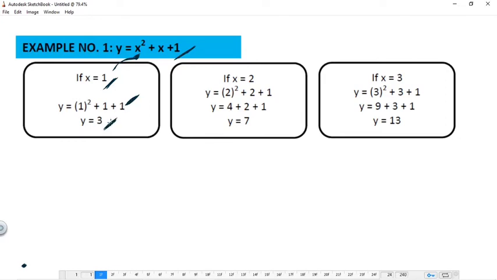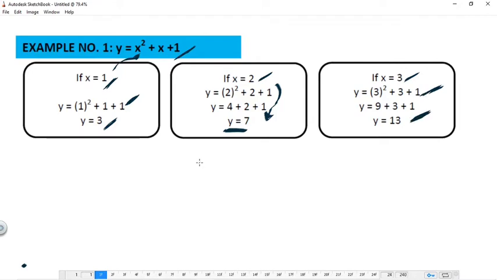Next, we are going to assign another value for x, which will be 2. Solving this, leading to a value of y, 7. And finally, let's try to assign another value for x, which will be 3. It will become y is equal to 3 raised to 2 plus 3 plus 1. Solving this, we'll have a value of y, 13.